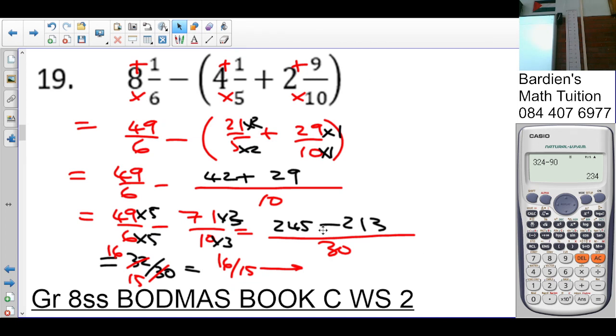For those people who got 60, these sums will be much bigger here. Then you would have ended up with 64 over 60, and then you simplify it into 16 over 15. Okay.